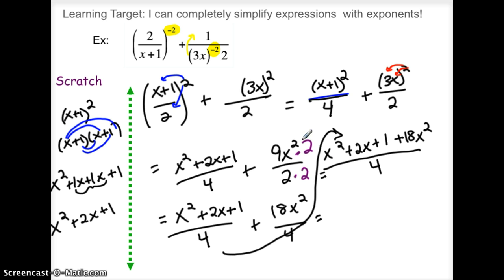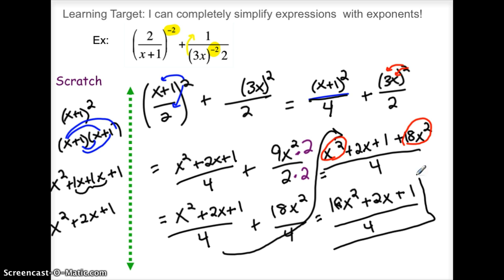All right, so add like terms, and it looks like we've got 2 x squared terms to add together. So that would turn into 19x squared plus 2x plus 1 over 4. All of these numbers, 19, 2, and 1, I can't reduce by dividing each of those by a 4, so this is my answer, and I am done.